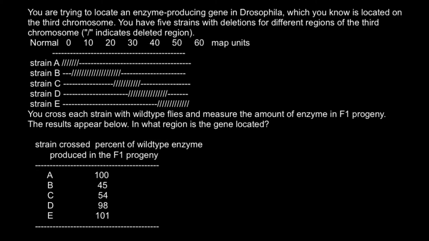Hi, in this video I'm going to explain how scientists find locations of the genes, and here's a problem. You are trying to locate an enzyme producing gene in Drosophila, which you know is located on the third chromosome. You have 5 strains with deletions for different regions on the third chromosome, and this sign indicates a deleted region. So here's a table. You cross each strain with wild-type flies and measure the amount of enzyme in F1 progeny. The results appear below. In what region is the gene located?